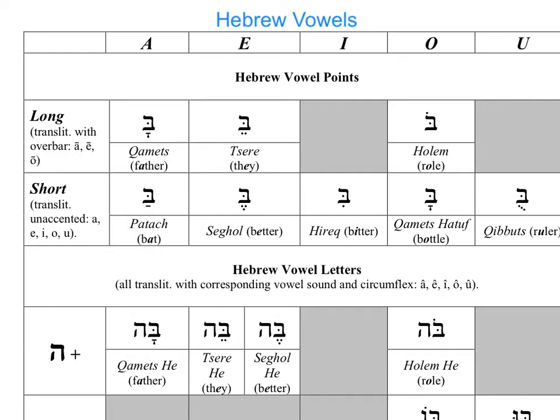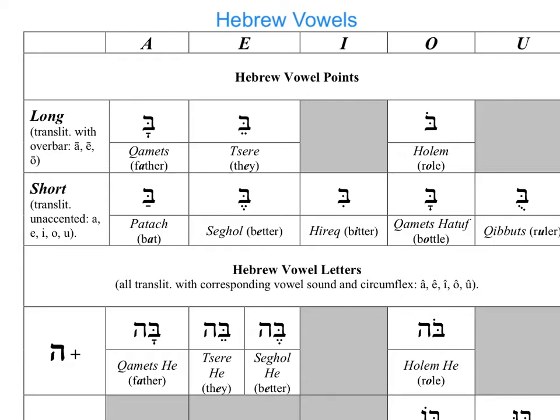We have our long O, bow, roll, and we have our kametz hatuf as a short O, as in the word bottle, or if we use our Hebrew, ba. So the holum was bow, the kametz hatuf was ba. So that's our long and our short O vowels.